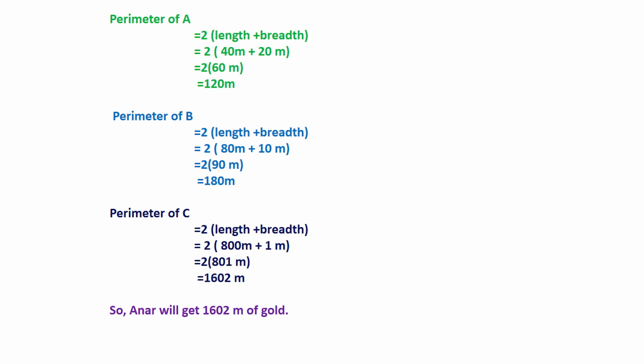Perimeter of C equals 2 times length plus breadth, which equals 2 times 800 meter plus 1 meter, which equals 2 into 801 meter, which equals 1602 meter. Perimeter of A equals 120 meter. Perimeter of B equals 180 meter. Perimeter of C equals 1602 meter. So, Anar will get 1602 meter of gold.